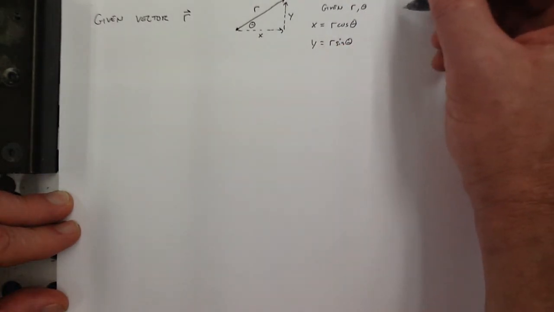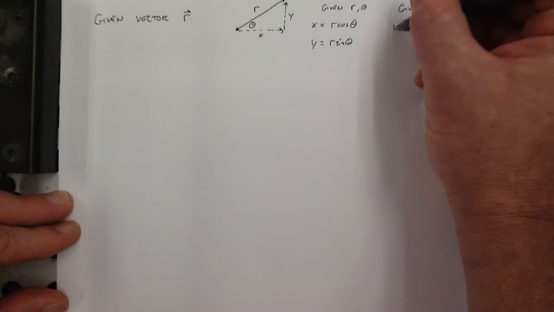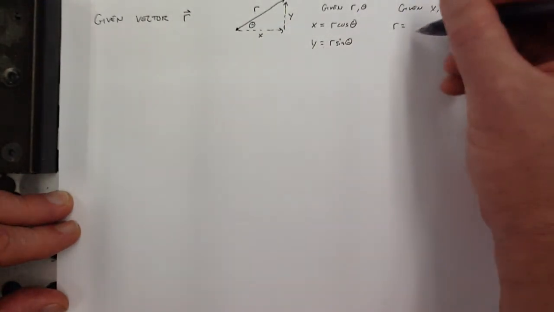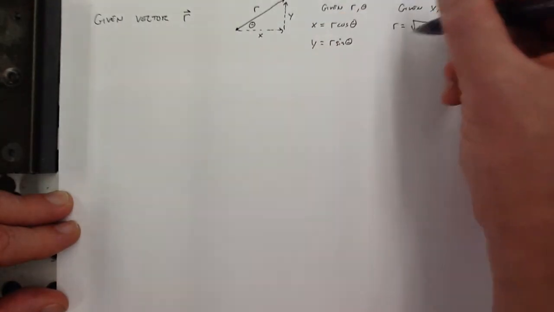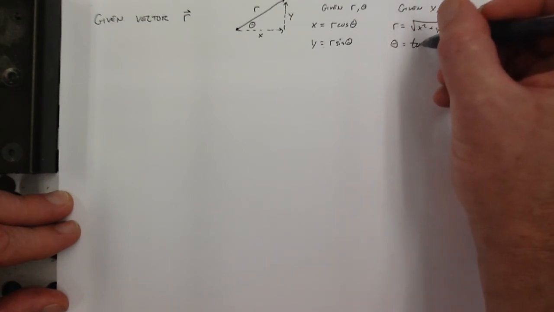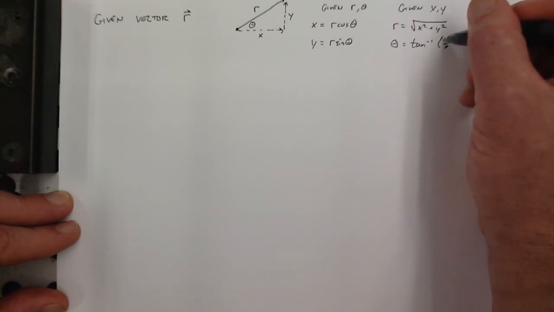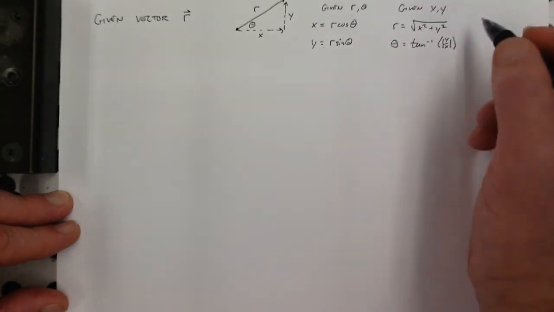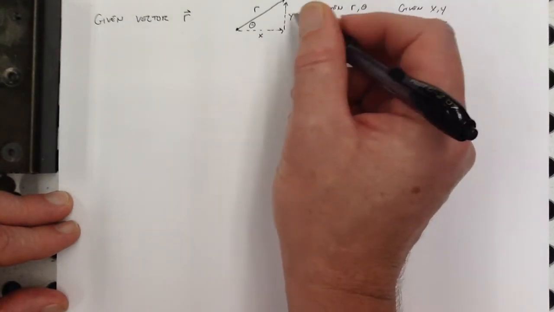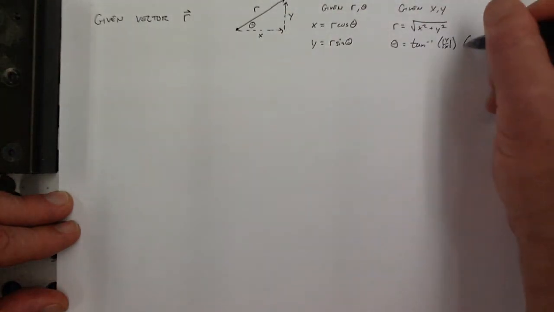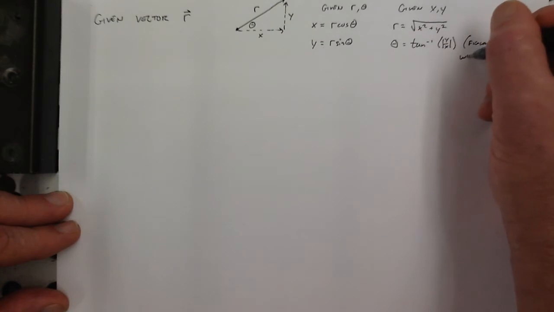And if you're given x and y, then how would you find r if you knew those two? Well, that's the Pythagorean theorem. And then how do you find the theta? Theta is the tangent inverse of y over x. And I'm going to say it's the tangent inverse of the absolute value of y over x. And then based on the signs, the positive or negative of the x and the y, you just figure out which quadrant.